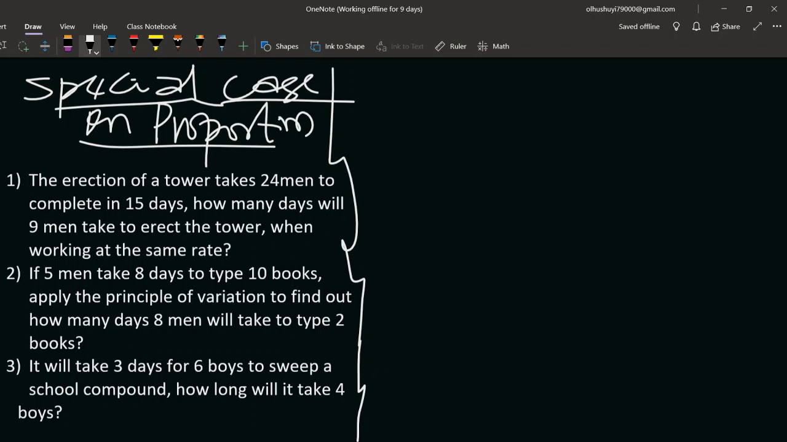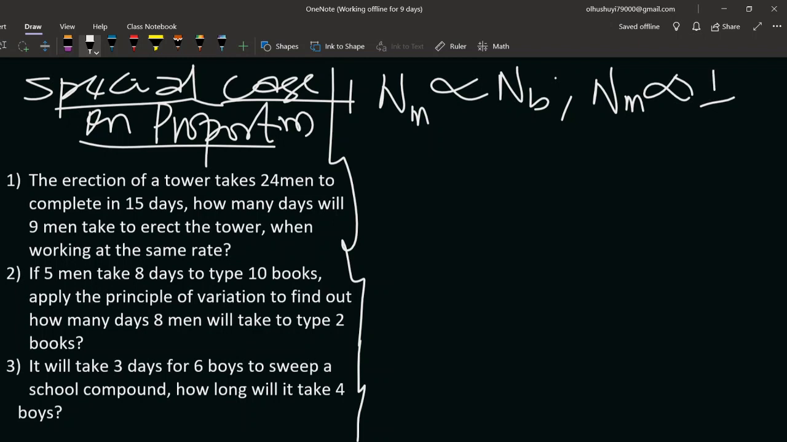Let's take the number of men as n subscript M, the number of books as n subscript B, and the number of days as n subscript D. If 5 men take 8 days, the number of men is directly proportional to the number of books. And the number of men is inversely proportional to the number of days, which means the more men we have, the fewer the days. So they don't increase correspondingly.